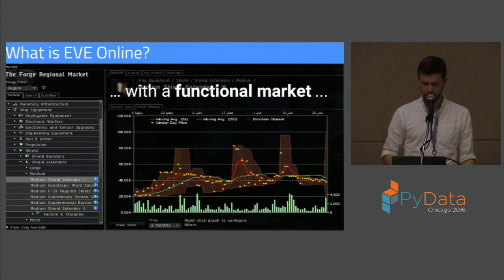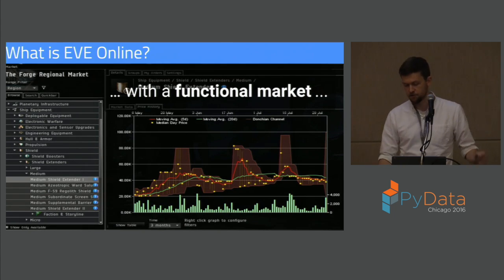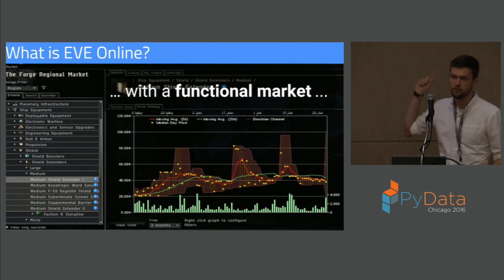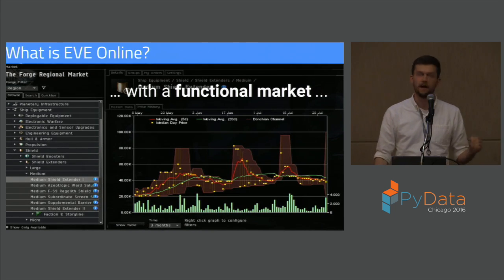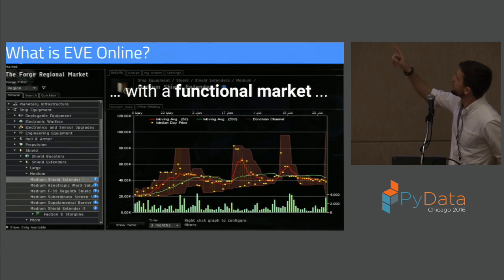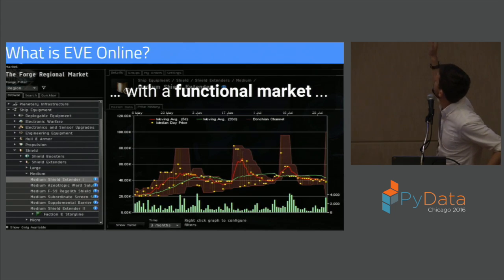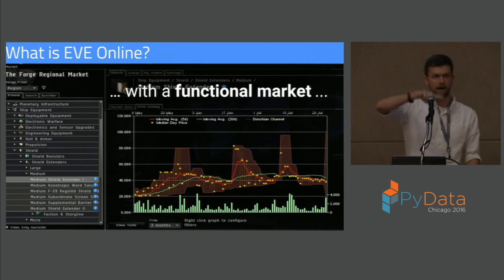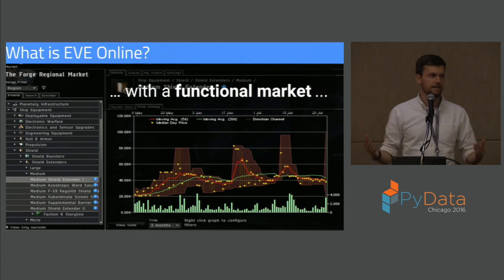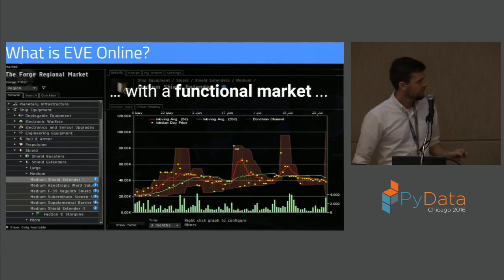So the plot I have here is just the historical market price for one particular item. The yellow dots are the average price. The green bars at the bottom are the volume of items sold for every day in the last 3 months or something. And you can see that the price bounces around all over the place. It's reacting to supply and demand.